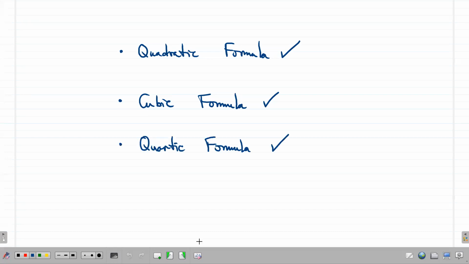It was only a couple of years later that the quartic formula was found. I'm not going to write it down for you because it's quite involved, but the person who developed it was one of the associates of Cardano. His name was Ludovico Ferrari. So you can write down an exact formula for the roots of a degree 4 polynomial, just as you can for a quadratic and a cubic, which is wonderful news.